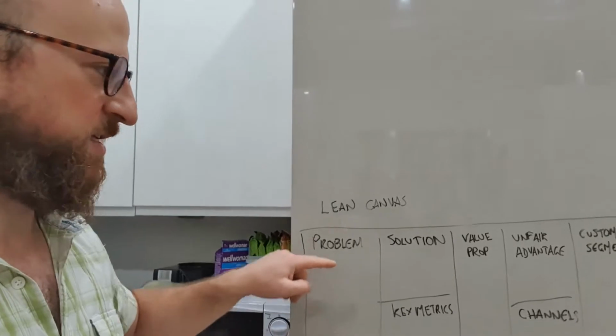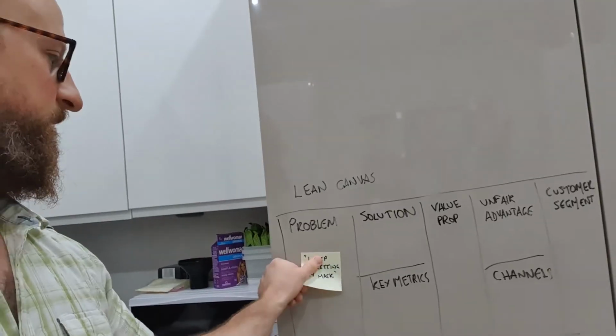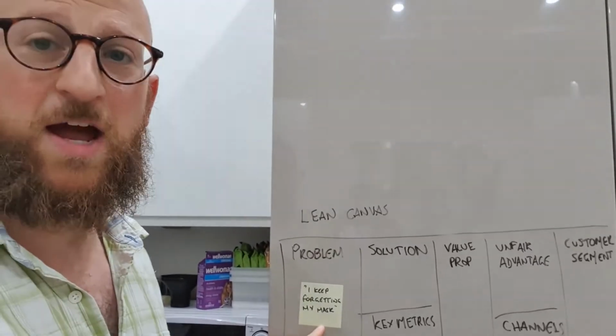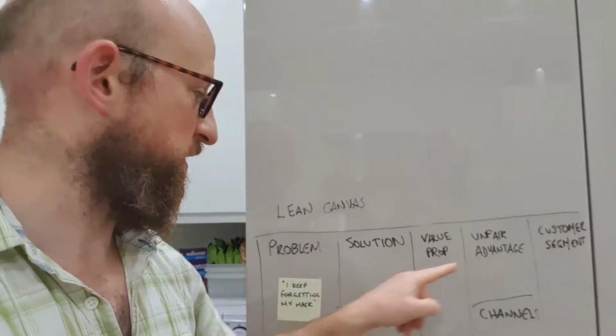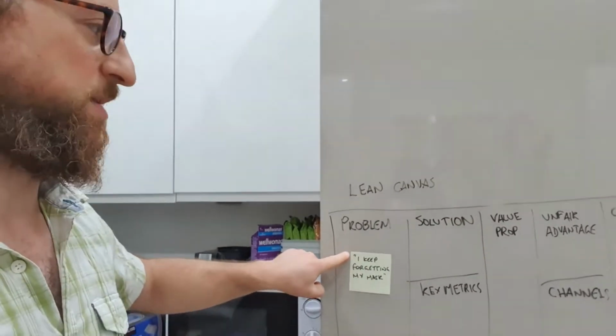So it starts with this. There's a problem that you think exists in the world. I think that problem is called, I keep forgetting my mask. I keep leaving it at home, I'm not allowed in the shops. The first thing you do in the lean canvas is work out what you think the problem is.